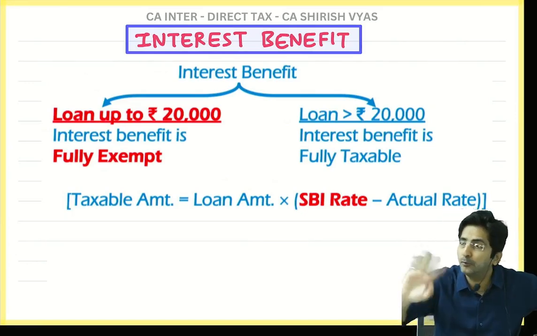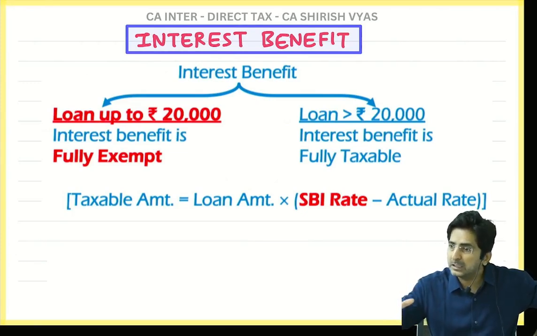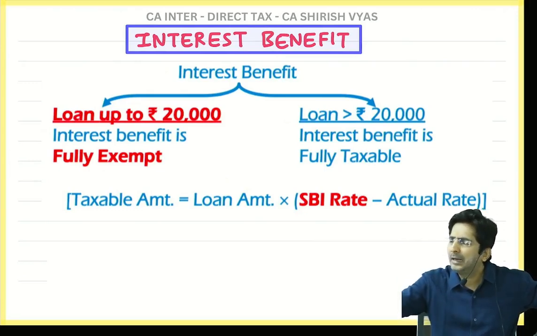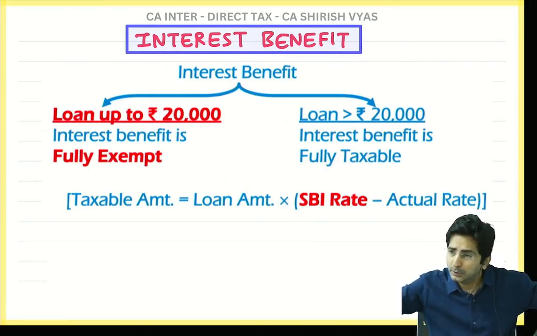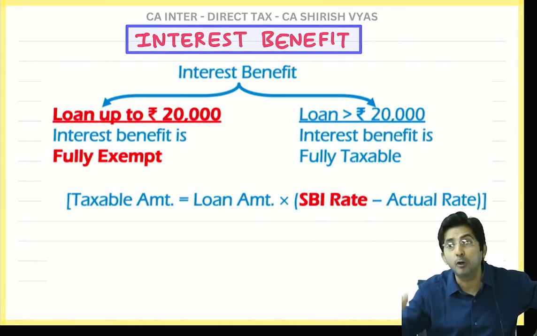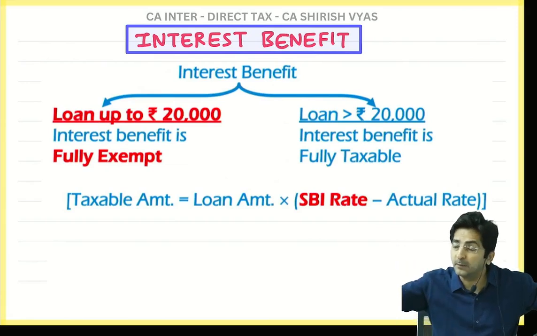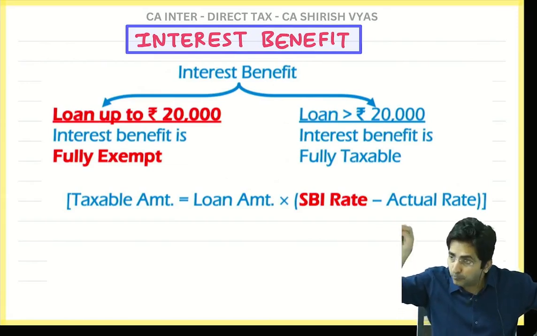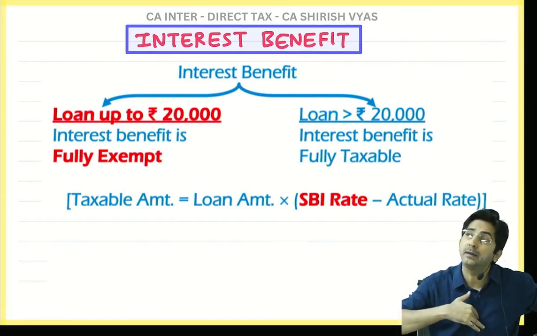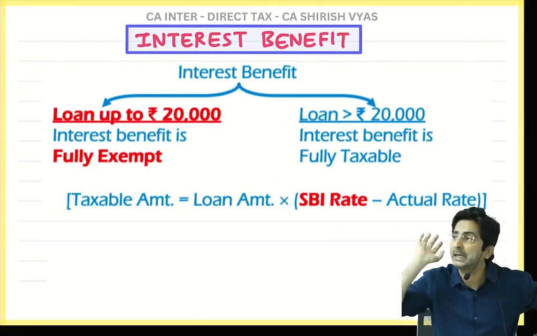That list you don't have to remember. But there are some diseases like thalassemia, ataxia, cancer, etc. which you don't have to remember. At least cancer you know. So this way some dangerous diseases are listed in the law. If someone is suffering from that disease and for that your boss has given the loan, then even if the loan figure is more than 20,000, it's exempt.